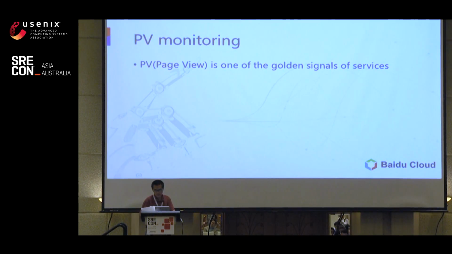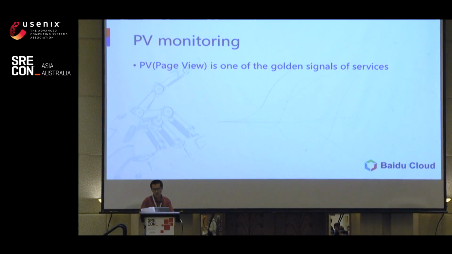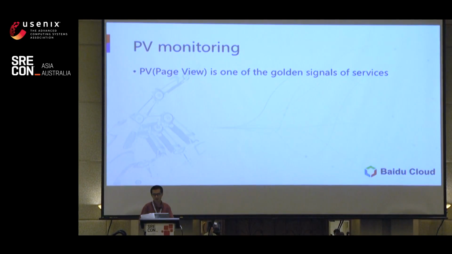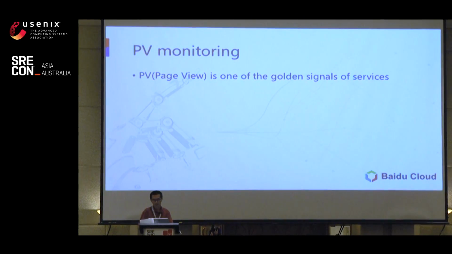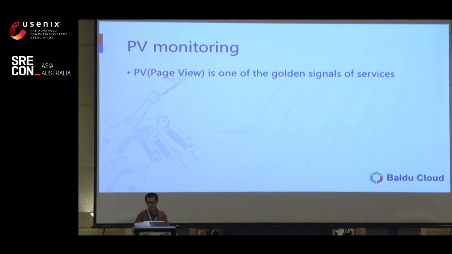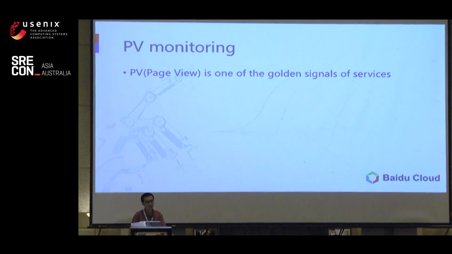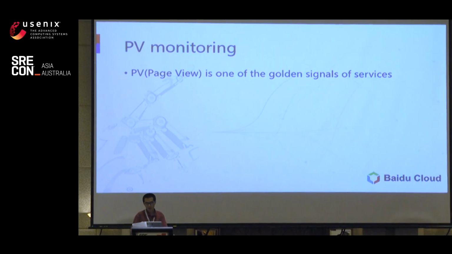PV is a short form of page views. In our daily work, we use PV to refer to various requests, for example, the request that the user sent to our service, or the request sent from one system to another system. PV monitoring tracks the number of page views or requests in a given time interval. The PV number is one of the golden signals of our service. The change of PV number can indicate many types of failure.